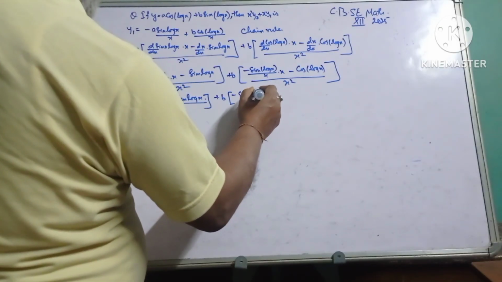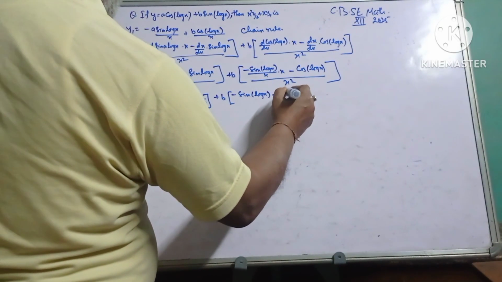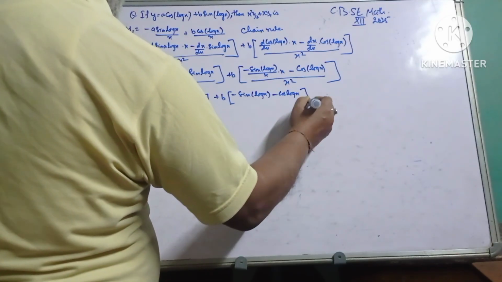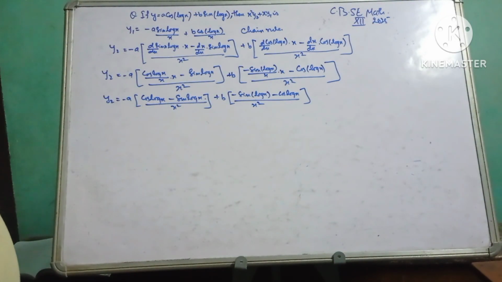sine log x minus cos log x by x square. So this is the result.